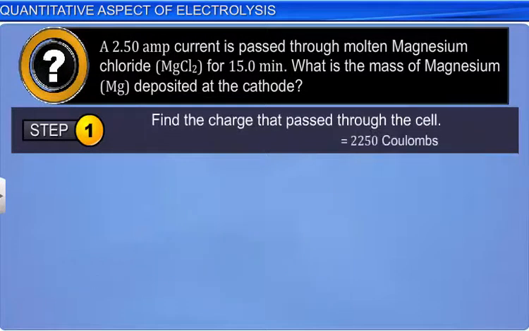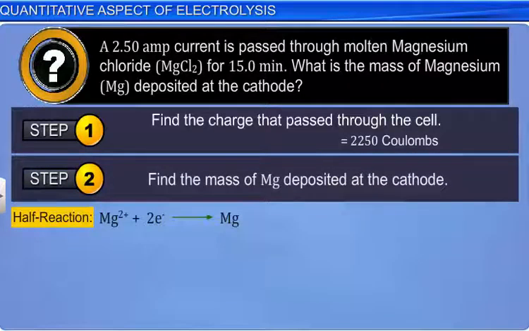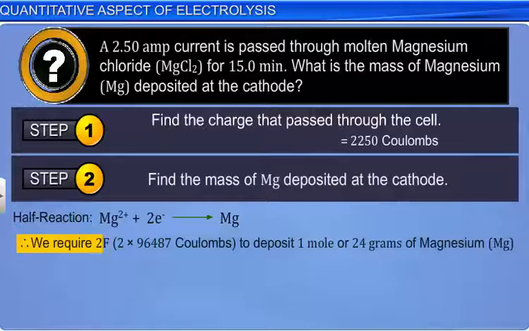From the half reaction, we see that 2 moles of electrons are needed for each mole of magnesium atoms that form. Therefore, we require 2 Faradays, or 2 multiplied by 96,487 coulombs, to deposit 1 mole or 24 grams of magnesium.